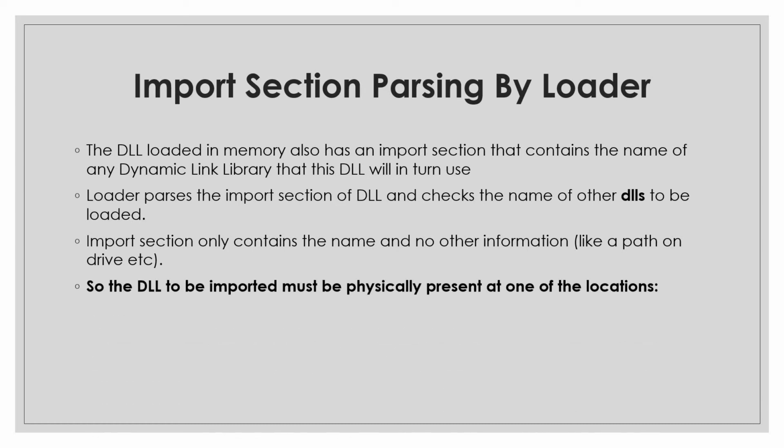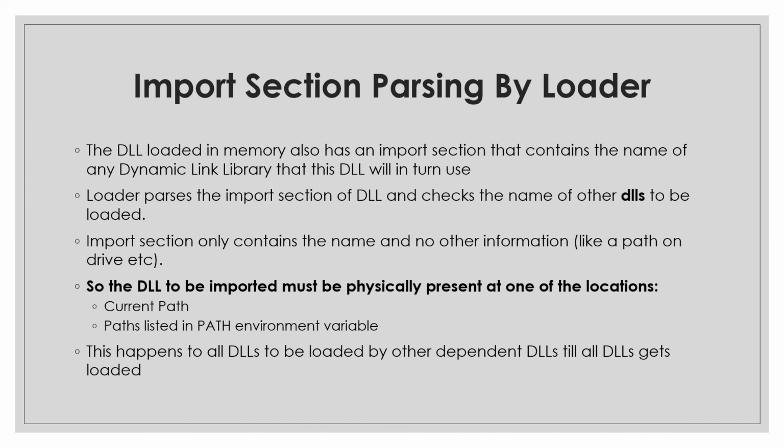So, the DLL to be imported must be physically present at one of the below locations. Either they should be at the current path or at the paths listed in the PATH environment variable. By current path, we mean it should be the same location where the EXE is placed, where the executable is placed.